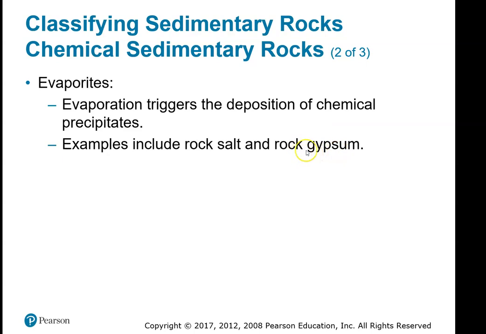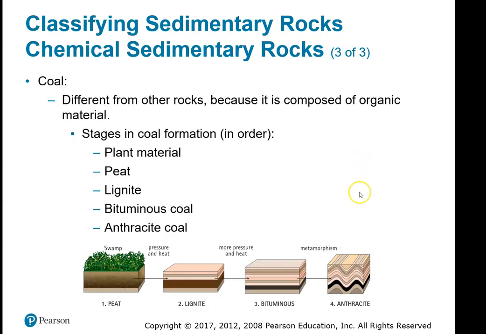Gypsum is another example of a chemical rock. Actually, we could figure out what chemical. I'm not exactly sure. I don't want to say it and get it wrong. Anyhow, gypsum, we know, is used in drywall, right? That's the mineral that is mined for drywall purposes.